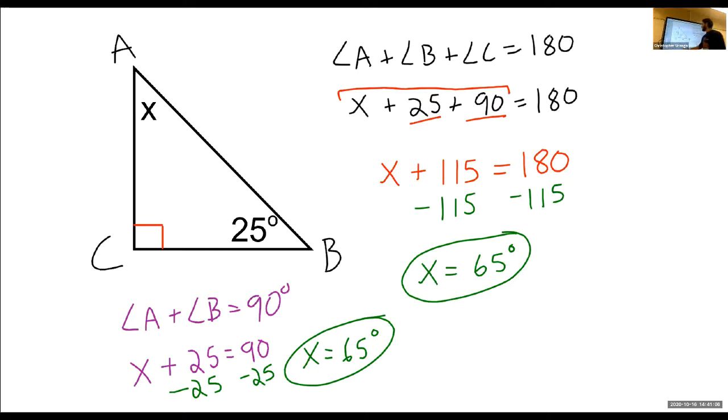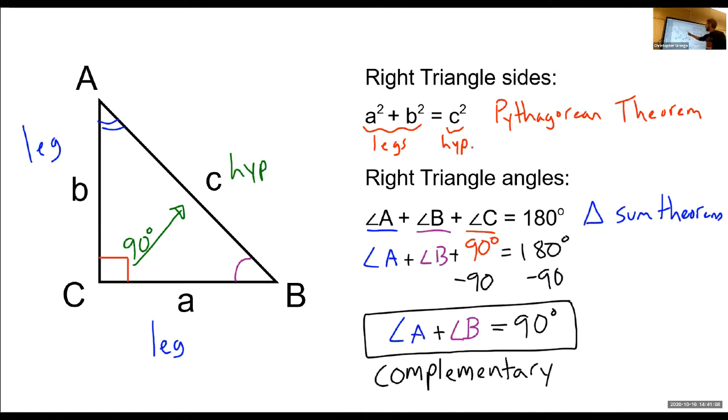We know how to find a missing side of a right triangle if we're given two of the sides using the Pythagorean theorem. We also know how to find a missing angle if we're given two of the angles in a right triangle using the triangle sum theorem. And from the triangle sum theorem, we can conclude that the acute angles in a right triangle are complementary.